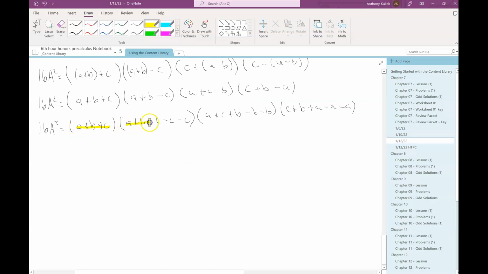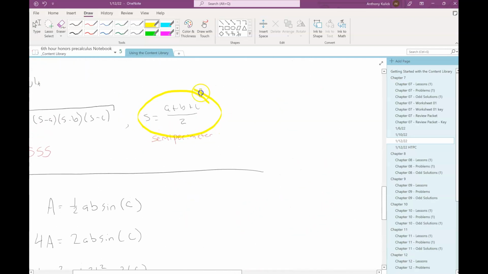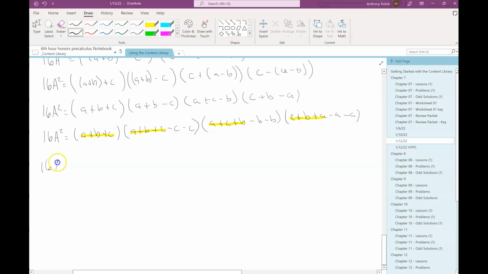The reason I did that is if I look now inside each set of parentheses, I have an a plus b plus c. Everybody see that? If I go way back to my formula, a plus b plus c is equal to 2s. Right? If I multiplied both sides by 2, I could say that. So I'm going to go back in and make that substitution. We're getting real close now, guys.